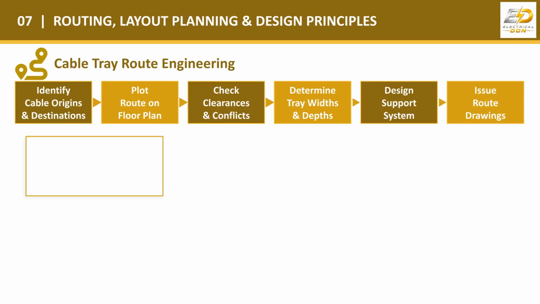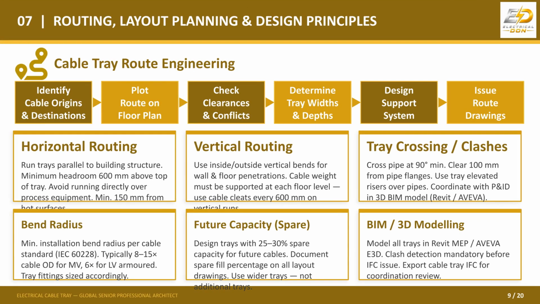Cable tray route engineering follows a logical progression, from identifying cable origins and destinations to plotting the route on a floor plan. Key design principles include checking clearances, determining tray widths and depths, designing the support system, and issuing route drawings. Considerations for horizontal and vertical routing, bend radius, and future capacity are essential, often requiring BIM/3D modeling.